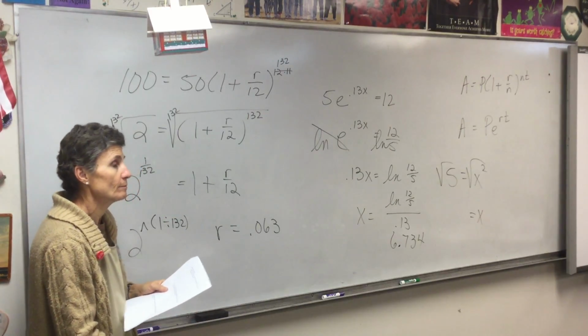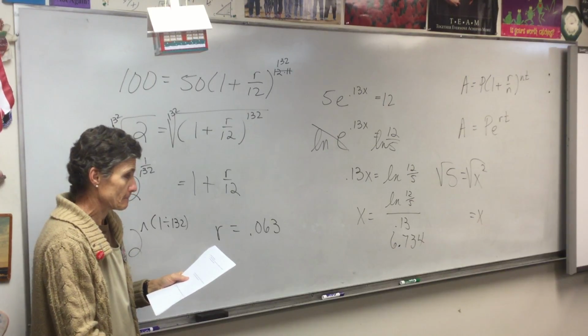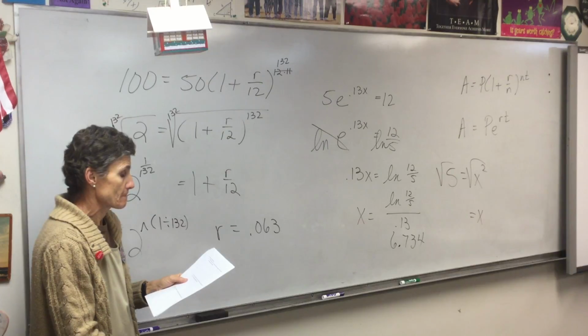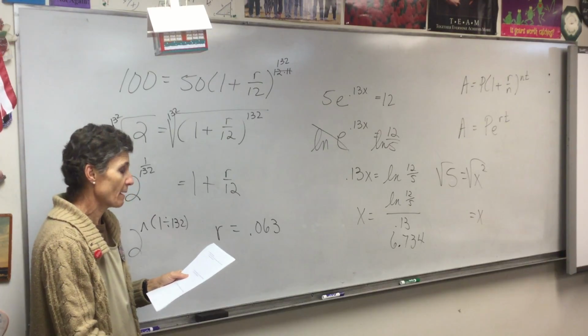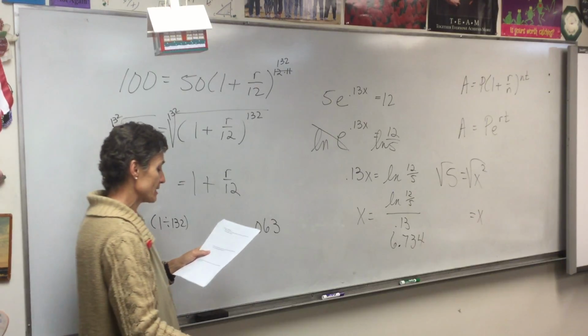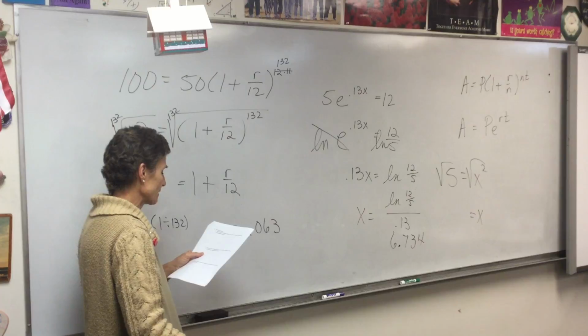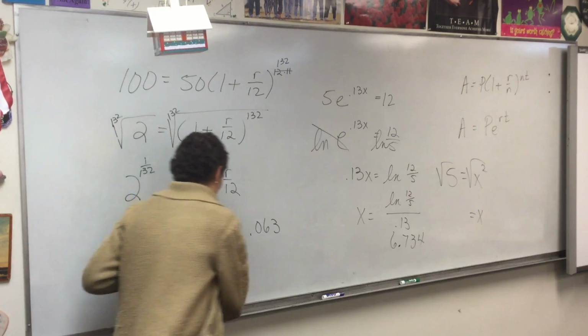All right, two more, and then we'll be done. How much will be in the account at the end of 12 years if $10,000 is invested at this interest rate compounded quarterly?